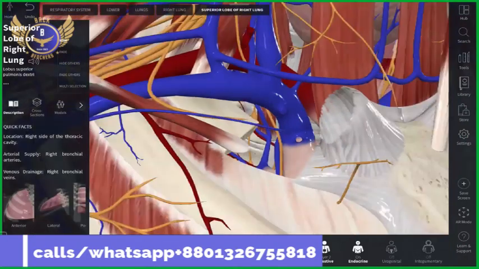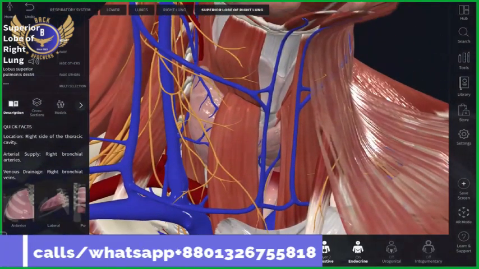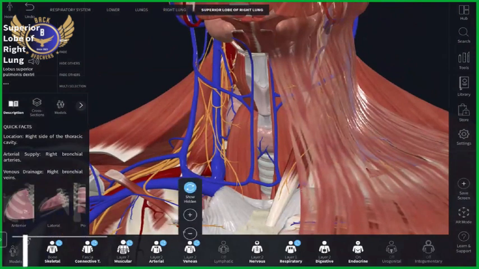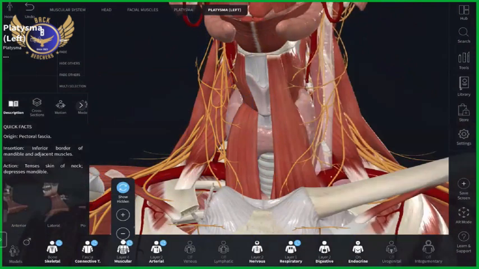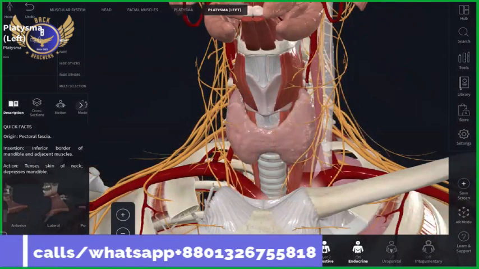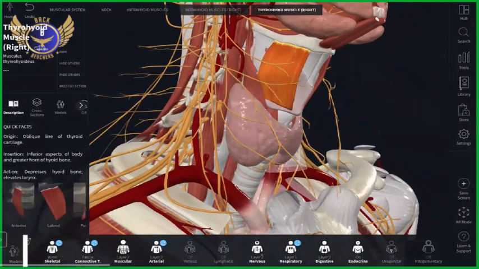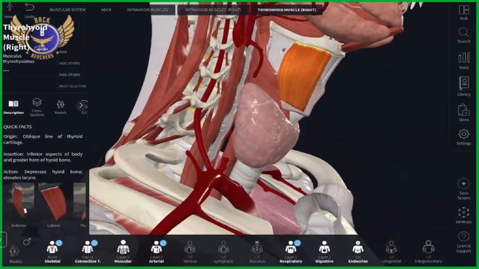Okay, let's go back to our neck because all the important things have been covered. All of them are covered, so don't worry about it. Let's delete the veins. Let's delete the muscles too. We need to see the trachea. Let me show you some important things.